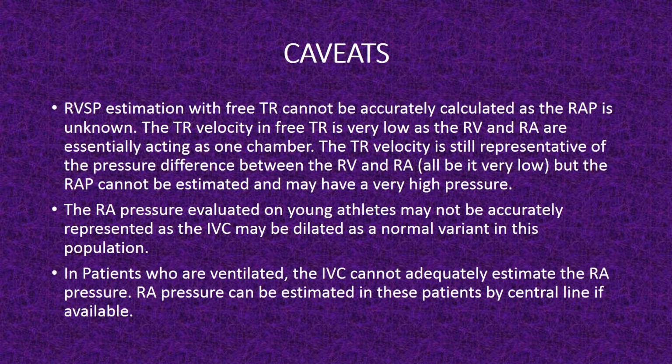Some caveats with RVSP estimation are free TR cannot be accurately calculated as the RAP is unknown. The TR velocity in free TR is usually very low as the RV and RA are essentially acting as one chamber. The RA pressure evaluated on young athletes may not be accurately represented as the IVC may be dilated and it's a normal variant in this population. In patients who are ventilated, the IVC cannot adequately estimate the RA pressure. Central line can be used to estimate the RA pressure if available, in patients such as ICU patients.